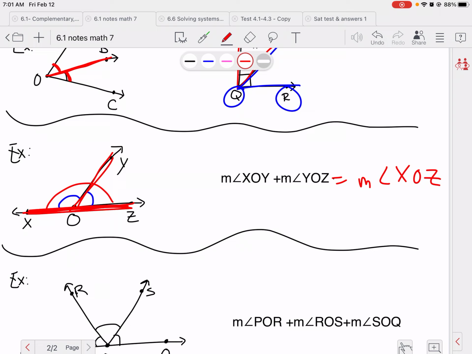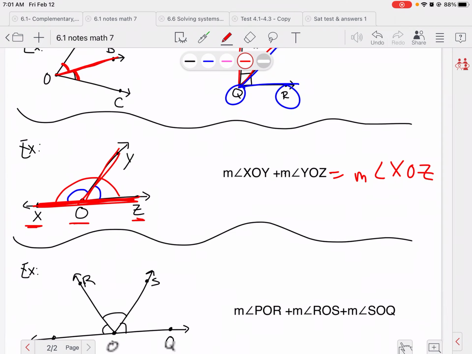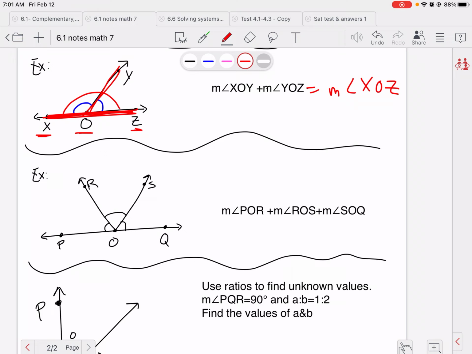Again, we start with one end, then the middle, and then the other end for naming an angle. And again, we can add three angles together to equal the big angle. So POR, ROS, and SOQ will all add up to be POQ.